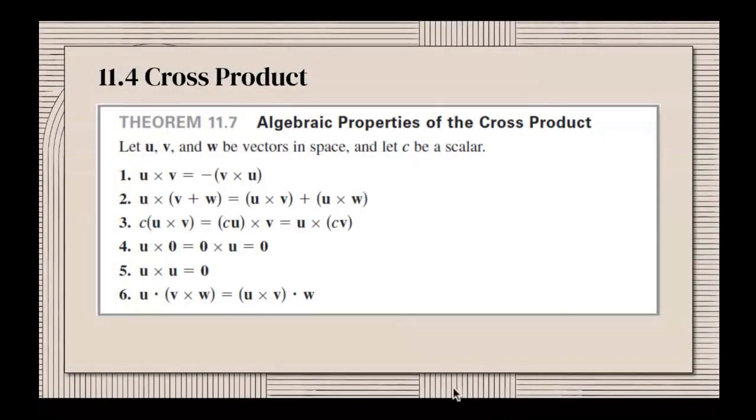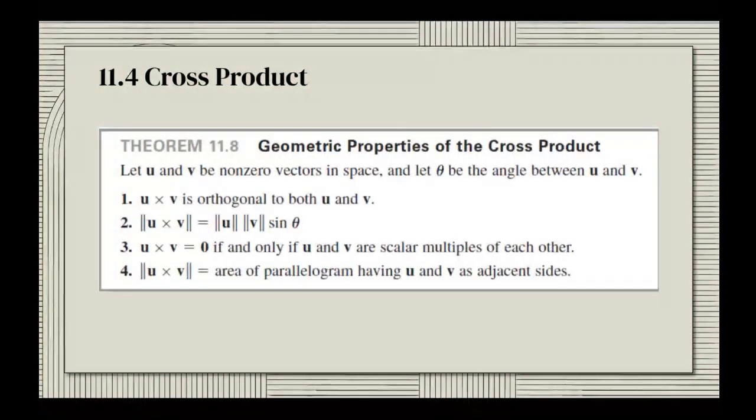So next we have some geometric properties of the cross product. U cross V is orthogonal to both U and V. That just means that the resulting vector is going to be perpendicular to both of the other two vectors. And then the second property is the magnitude of U cross V is the same as the magnitude of U times the magnitude of V times sine theta.